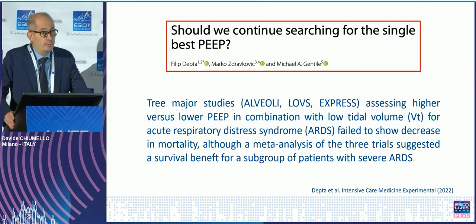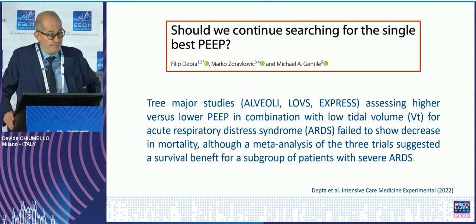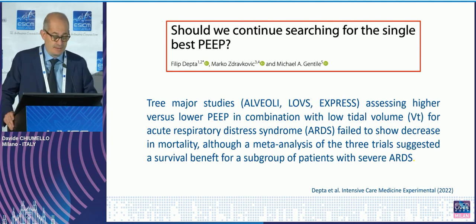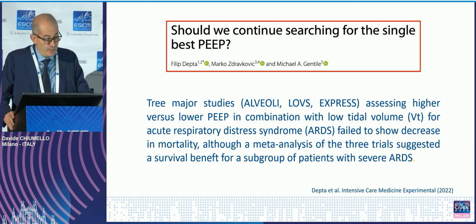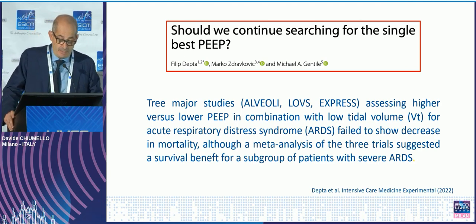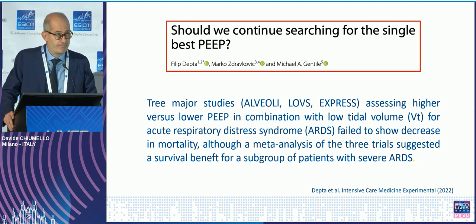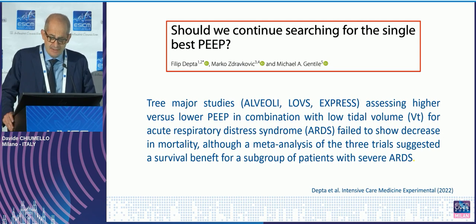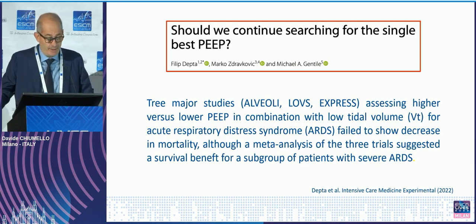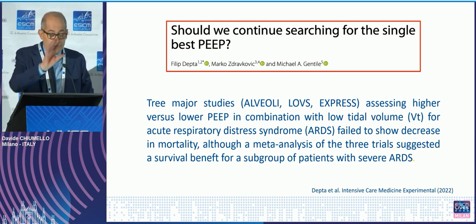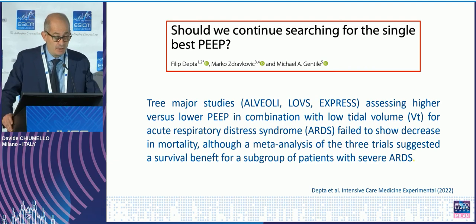So what do we know about PEEP? After 25 years of several randomized controlled studies, the situation is this. We have 3 major studies, published more than 20 years ago, assessing a high level of PEEP compared to a low level of PEEP, maintaining the same tidal volume in patients with ARDS.